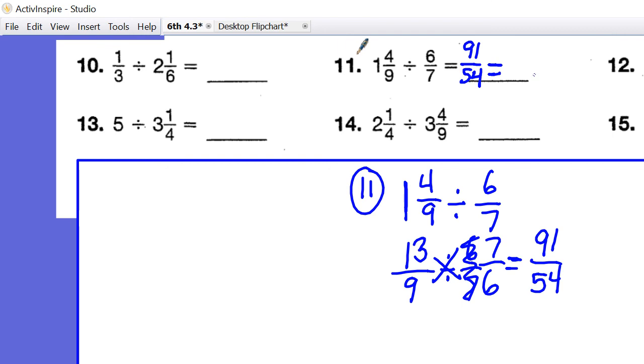But just recognize that the better way to write that answer is as a mixed number. 54 goes into 91 one time with 27 remaining. 27/54. Alright, so students, help me just recognize the mistake. 91 minus 54 isn't 27, it's 37. And that won't simplify. 37 and 54 don't share a factor. So the answer to number 11 is 1 and 37/54.